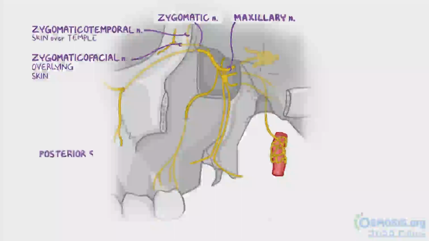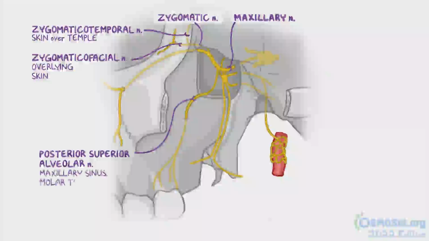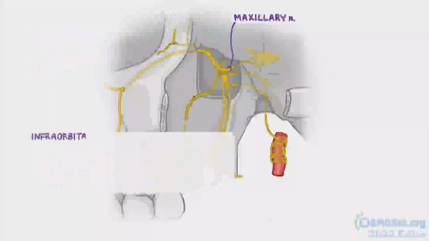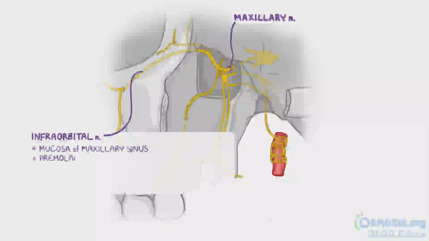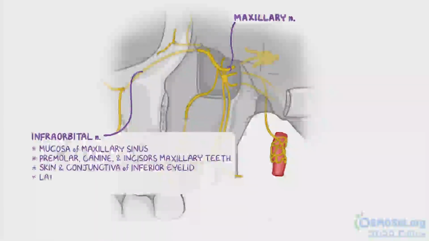Next is the posterior superior alveolar nerve, which travels with its arterial counterpart to supply the maxillary sinus, the molar teeth, and their adjacent gingivae. Next up, the infraorbital nerve, which follows the infraorbital artery to supply the mucosa of the maxillary sinus, premolar, canine, and incisor maxillary teeth, skin and conjunctiva of the inferior eyelid, lateral nose and antero-inferior septum, and the skin and mucosa of the upper lip.